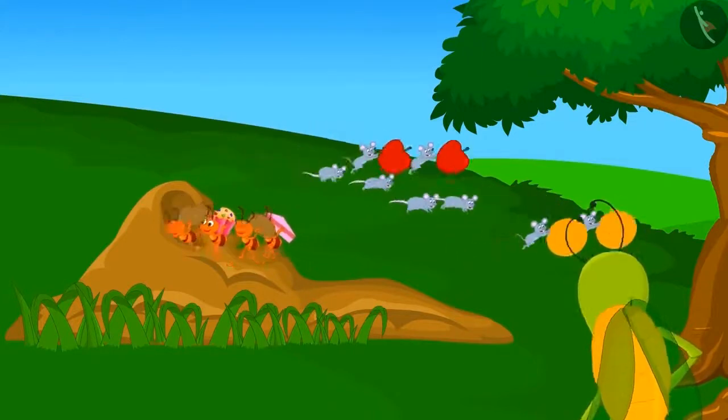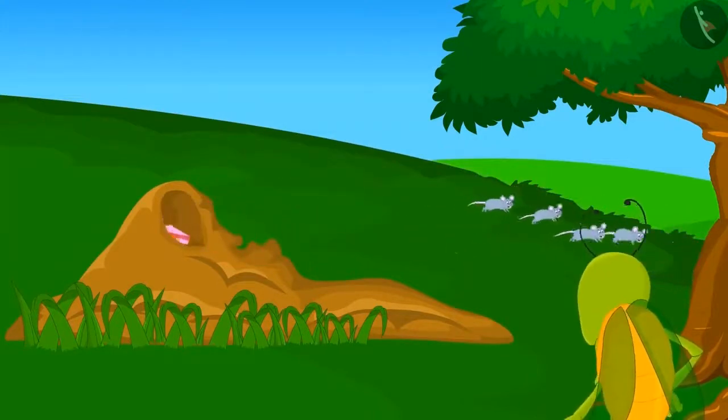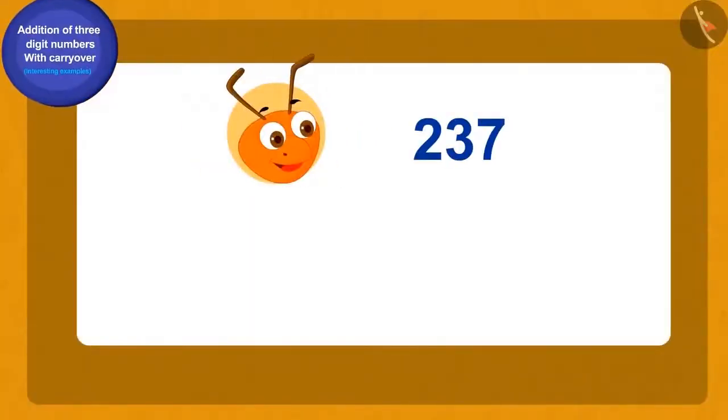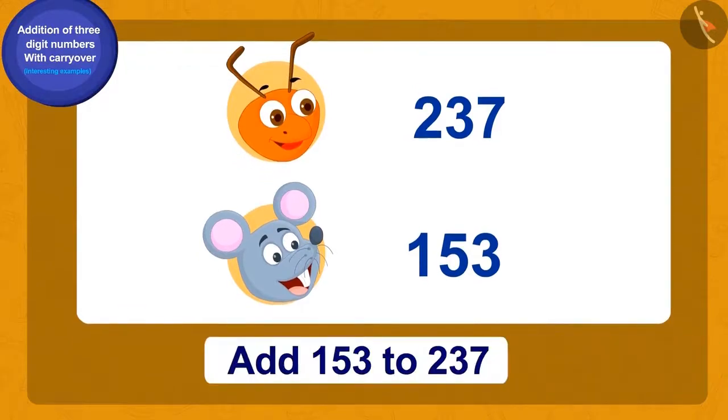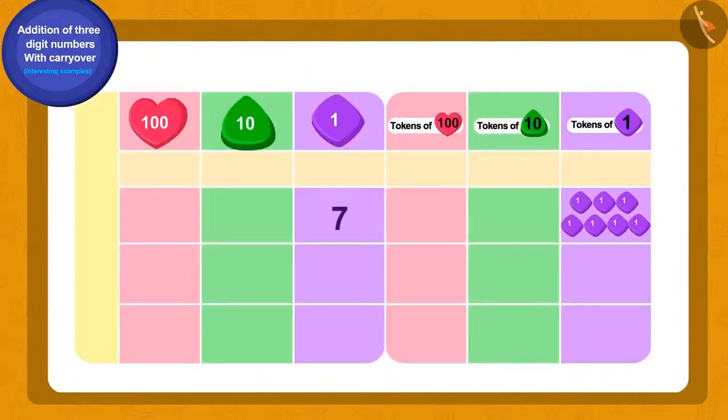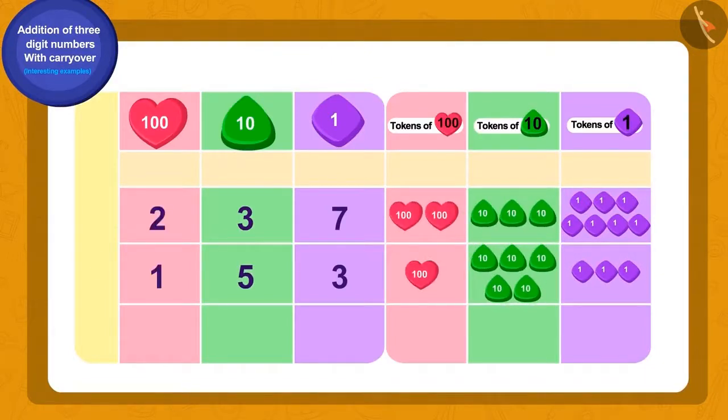The ants and mice were carrying pieces of some food items. There were 237 ants and 153 rats. Can you tell how many total animals were there in the herd? To find the total number of animals of the flock, we will add 153 to 237. What shall we do first? 237 and 153 will be written using tokens.